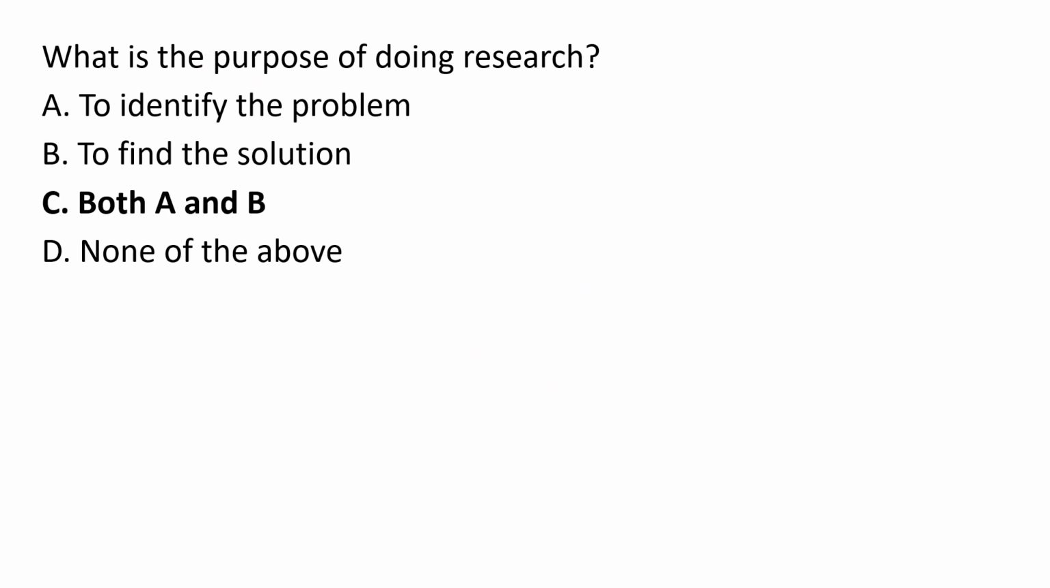So while doing the research, the first step is to identify the problem and for that problem we are trying to find out a solution. So both of these will be the purpose of doing the research. That means the correct answer will be option number C, that is both A and B.